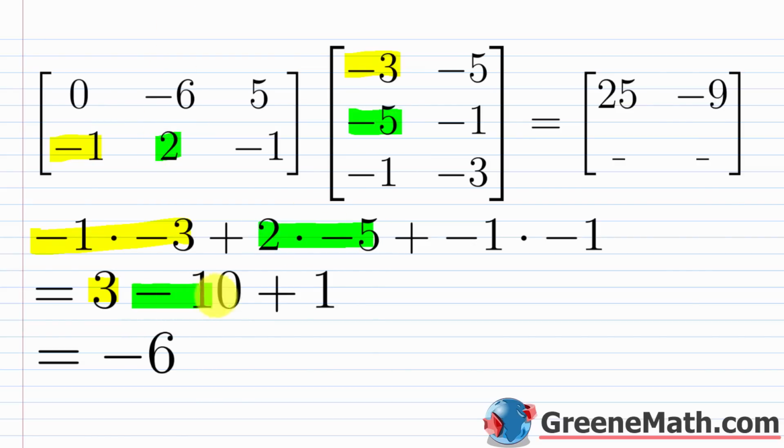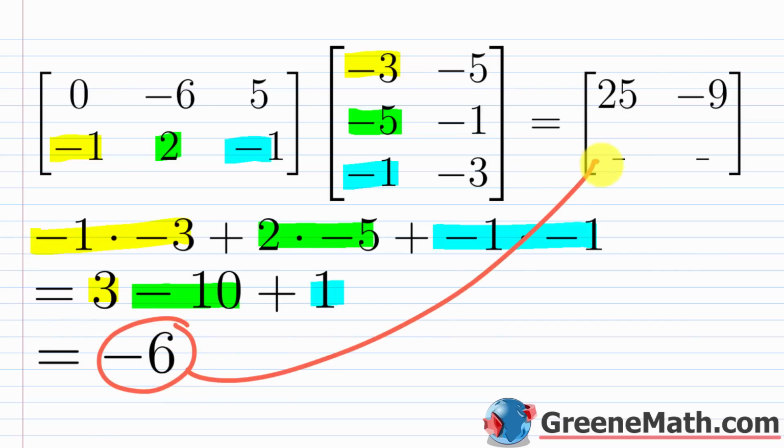This right here, that's going to be negative 10. And then slide down, we're going to do negative 1 times negative 1. So that's this right here, that's going to be 1. So 3 minus 10 is negative 7. Negative 7 plus 1 is negative 6. So let's take the negative 6 and we'll put that right there.